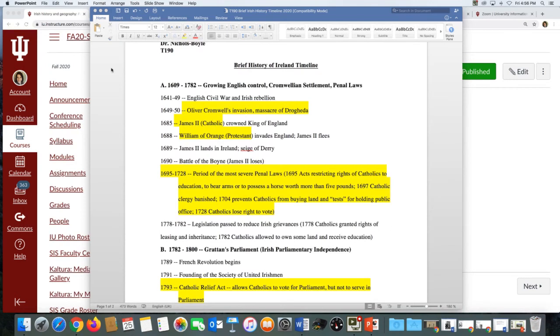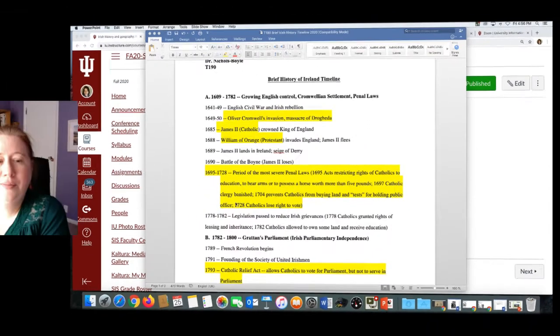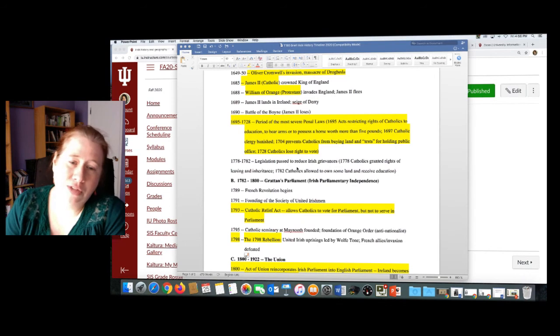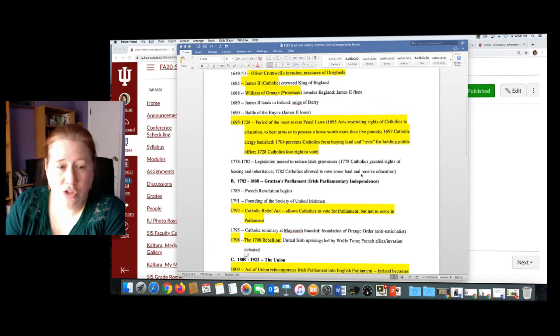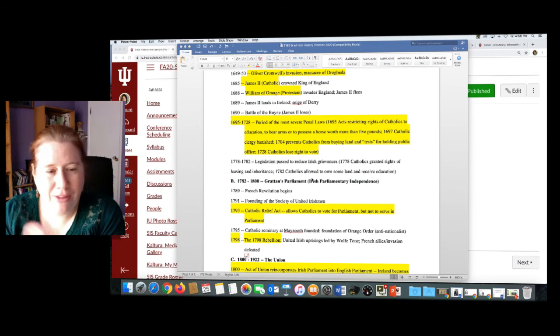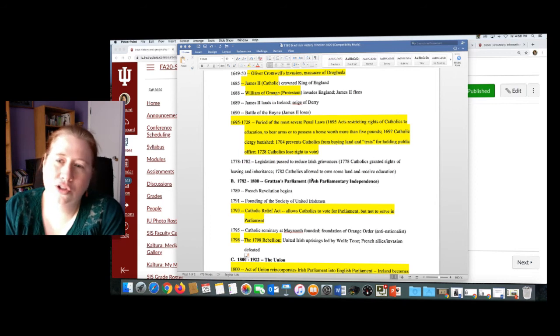All right, so then we have things starting to ease a little bit at the end of the 18th century. So you can see here, there's this legislation meant to reduce Irish grievances. So they granted the Irish Catholics some rights of leasing and inheritance. They're allowed to own some land and receive an education towards the end of this time. And it's worth thinking about why the sudden change of heart, right? So what is going on around that time period, the late 1700s, that would lead England to all of a sudden be kinder and grant some rights to the Irish and Irish Catholics?